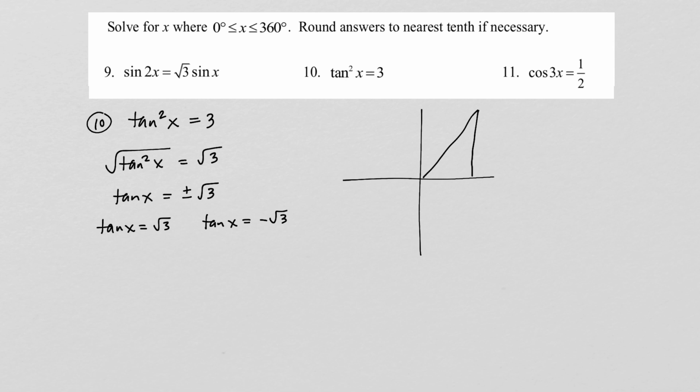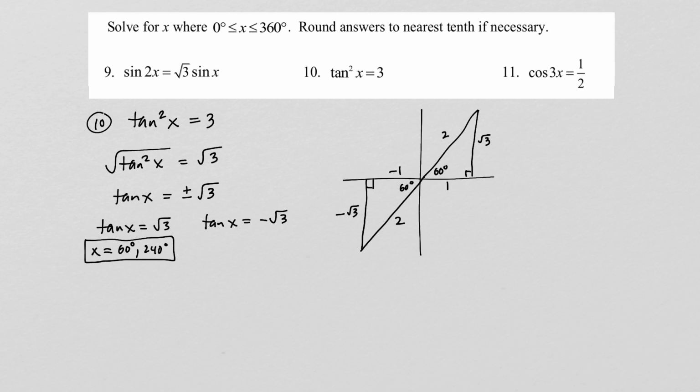So in the first quadrant, if tangent is radical 3, that means it's going to be radical 3 over 1, like this. The hypotenuse would be 2, and the angle here would be 60 degrees. Tangent is also positive in the third quadrant. That would just be negative radical 3 over negative 1. Hypotenuse is again 2, and the angle here is 60 degrees. And so the two solutions where tangent is positive radical 3 are going to be 60 degrees and 240 degrees.